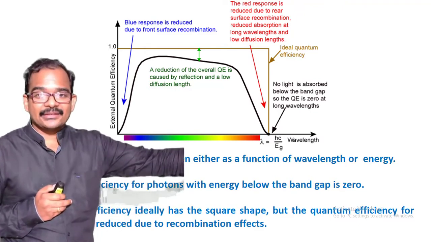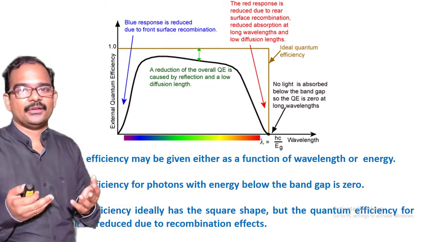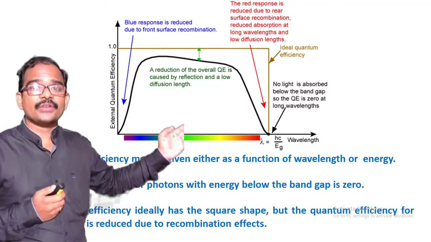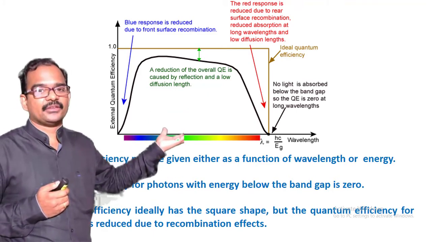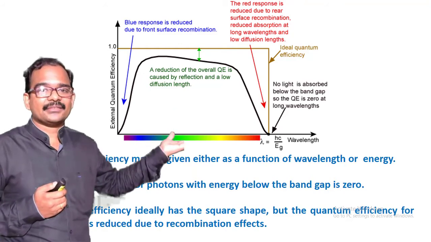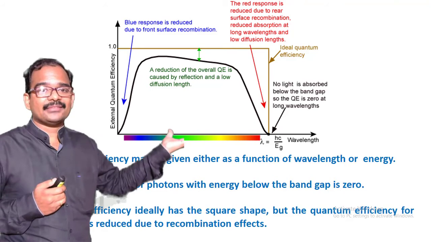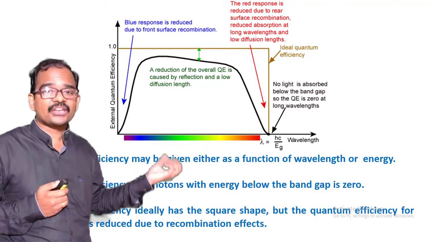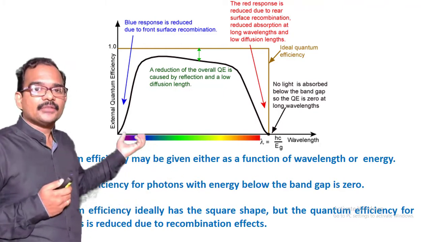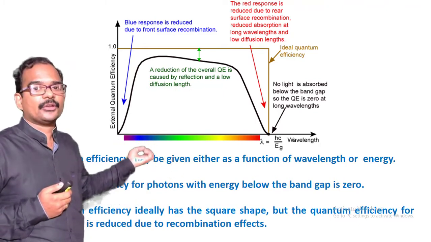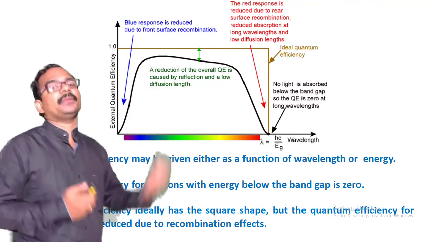At the red side, that is the red response, which is a longer wavelength, is reduced due to rear surface recombinations. And in the middle, we have the green wavelength. So the overall quantum efficiency of this green wavelength is reduced due to reflections and low diffusion length. And the blue response, that is the shorter wavelengths, the blue response is reduced due to front surface recombinations.